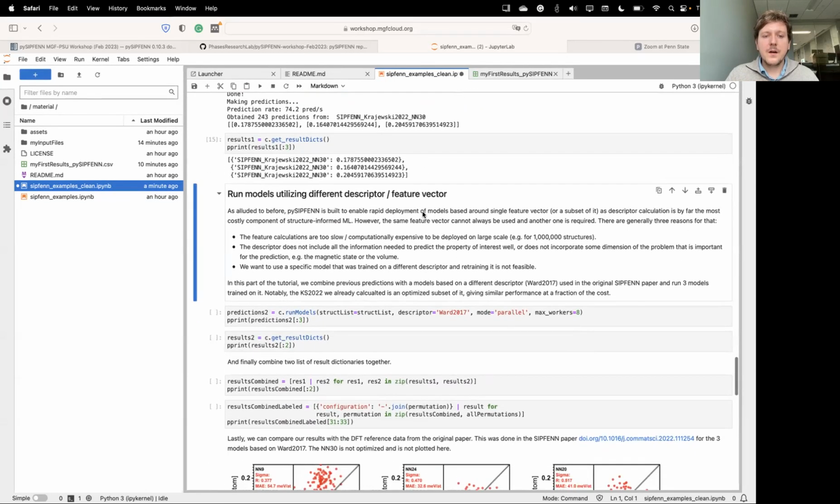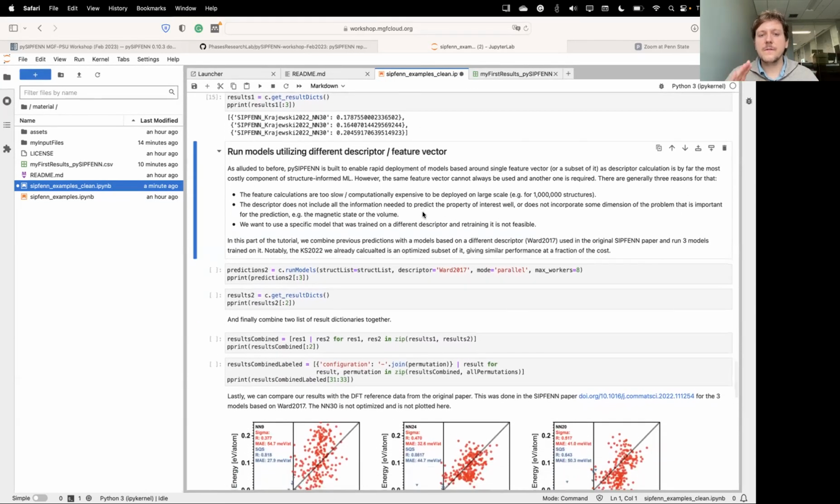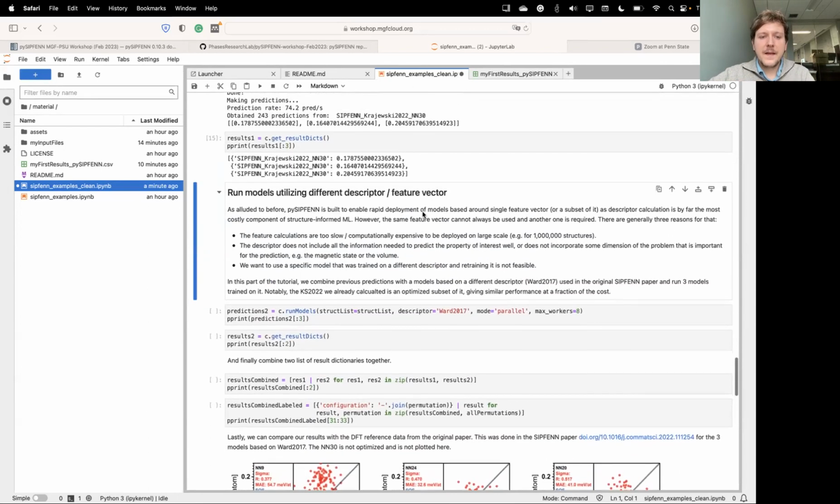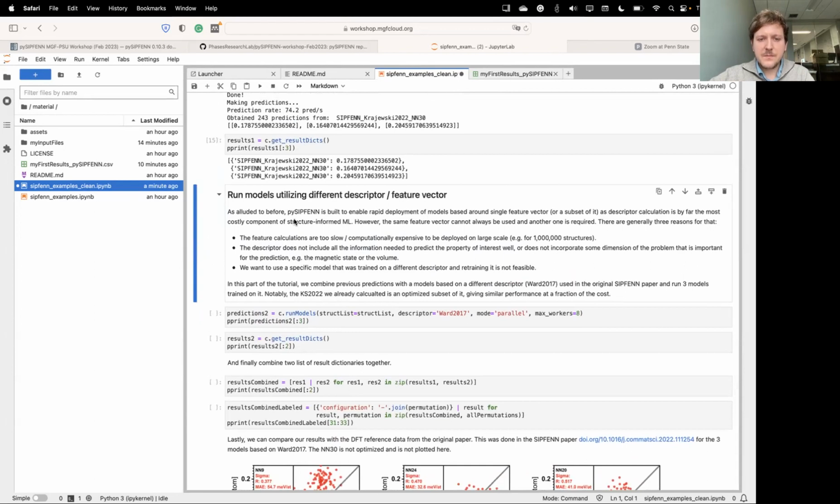Now, as I explained, we have different feature vectors, so different descriptors that we can use, and PySIPFENN is built to enable a few different ones, and we want to be able to rapidly deploy models within PySIPFENN.